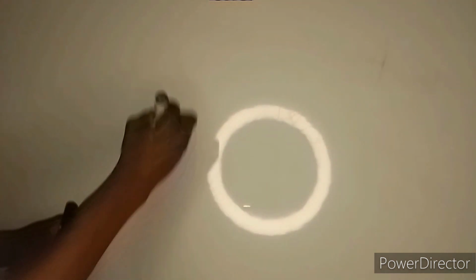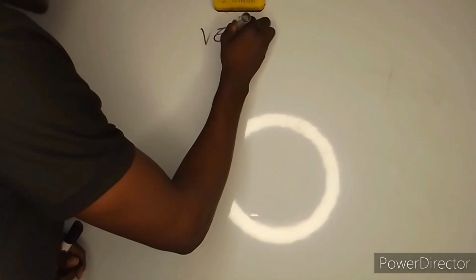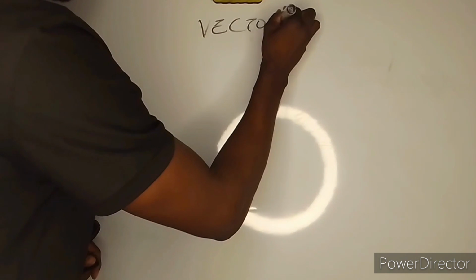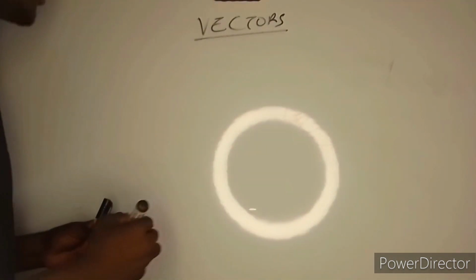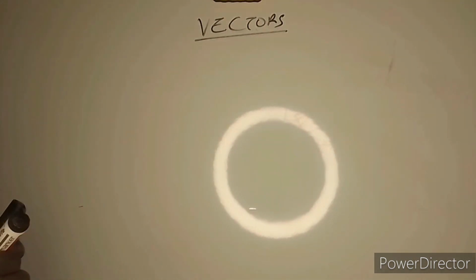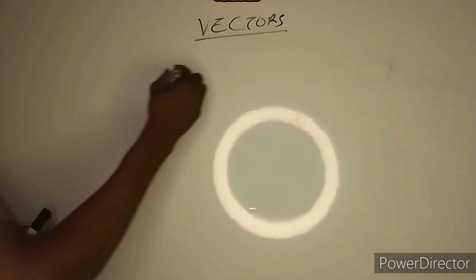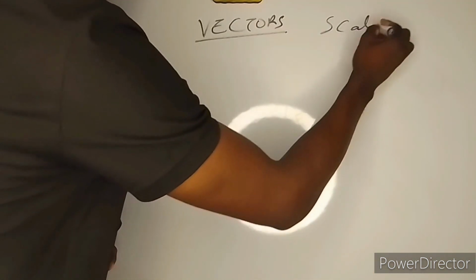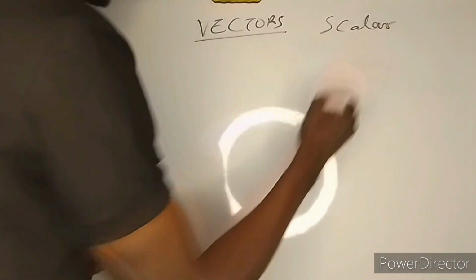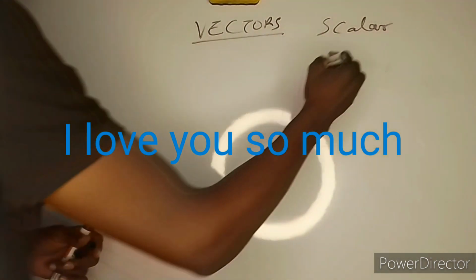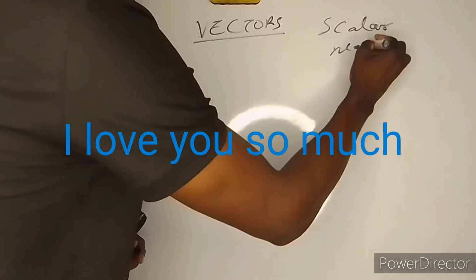So today we'll look at vectors. We'll look at vectors in physics. Now, when we talk about vectors, we must know that sometimes we might also have scalars. To define scalars, we are talking about quantities which only have magnitude. So the keyword is magnitude.